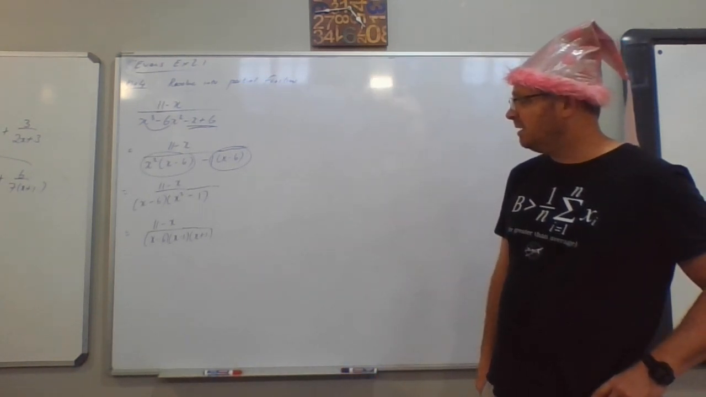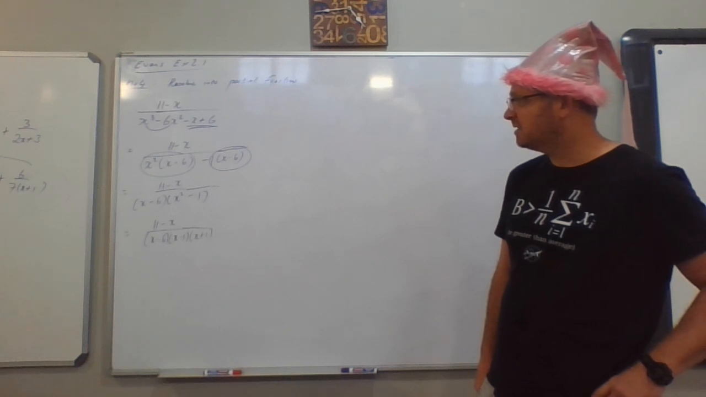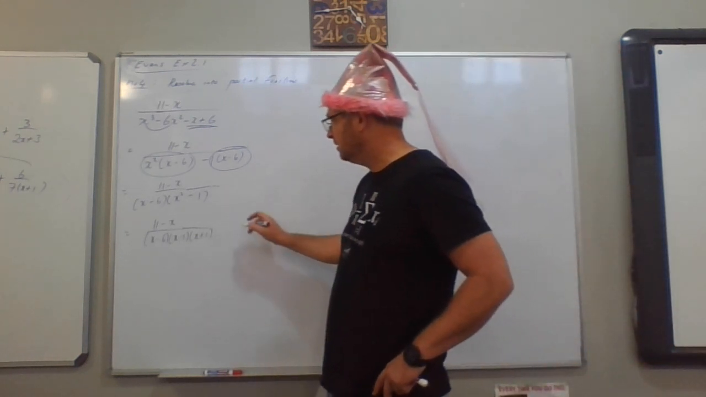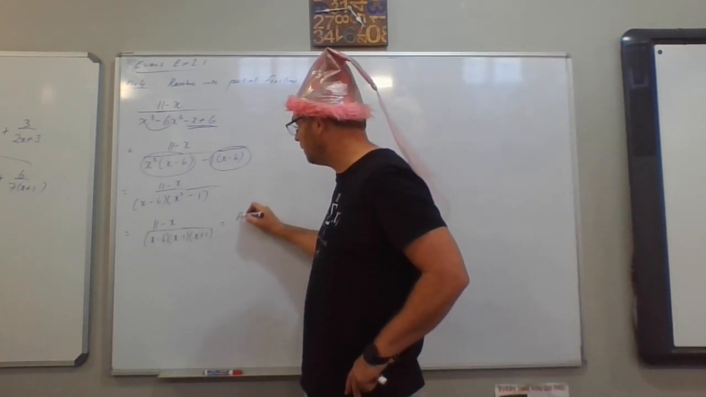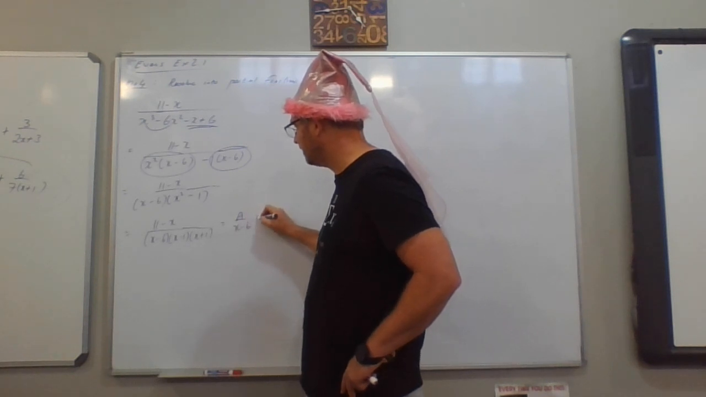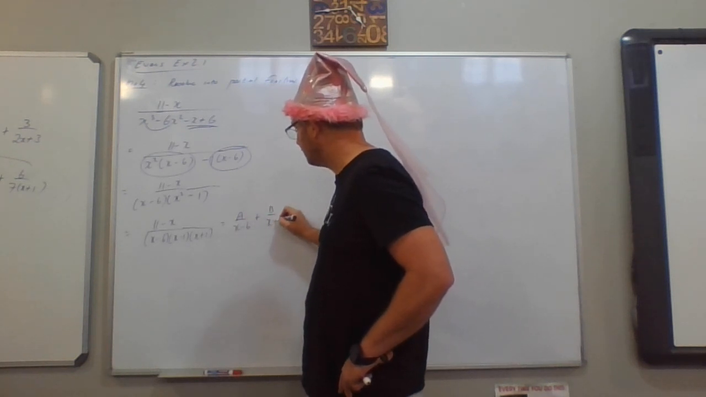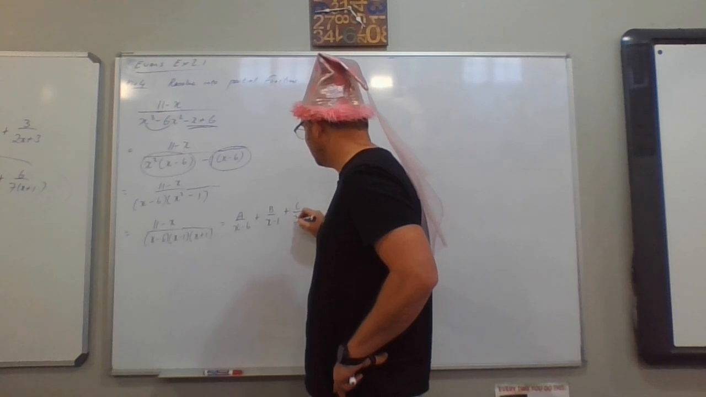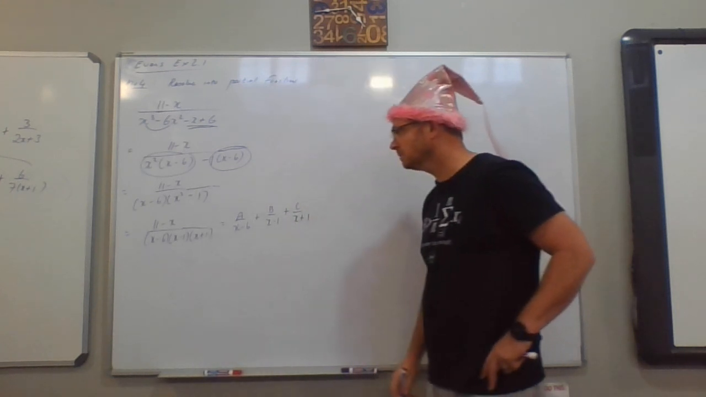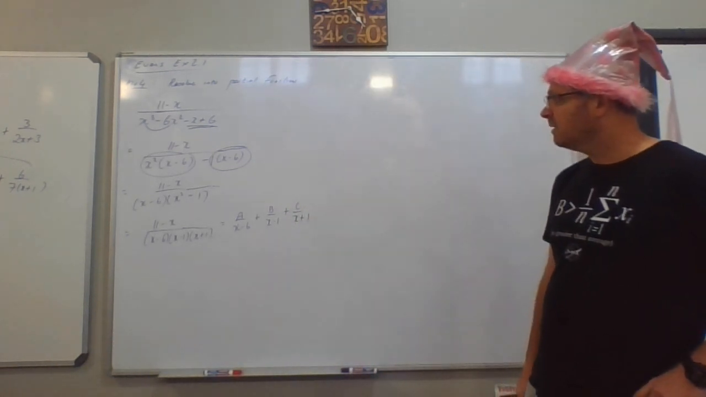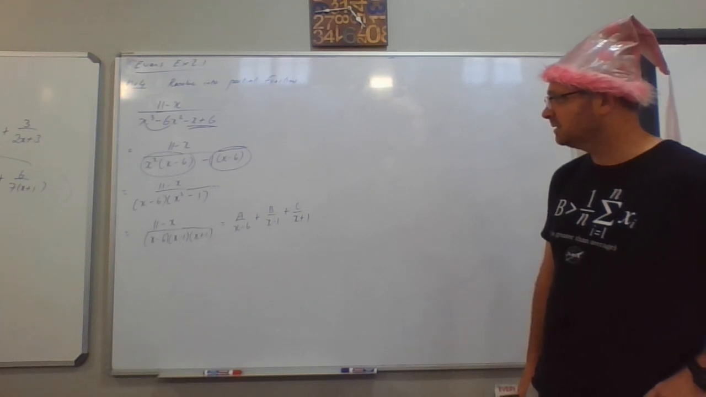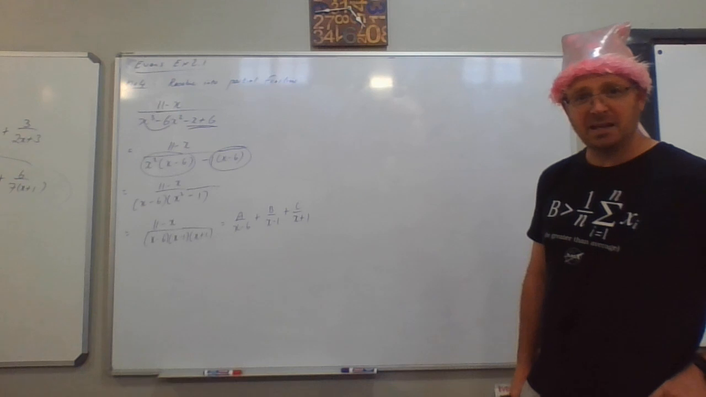Right, so now it's factorized into linear factors, so it's still a type 1. So I could rewrite this as a sum where I have a over x minus 6, plus b over x minus 1, plus c over x plus 1. Okay. Right. So in order to do that, we've got to get rid of the denominator.